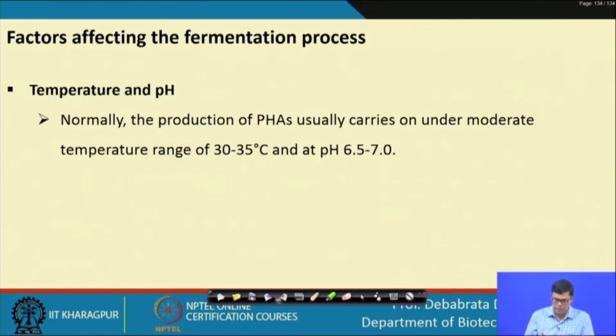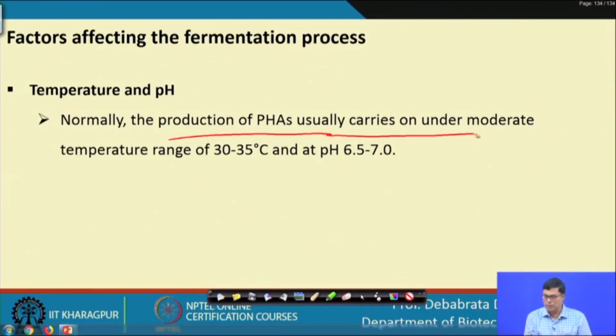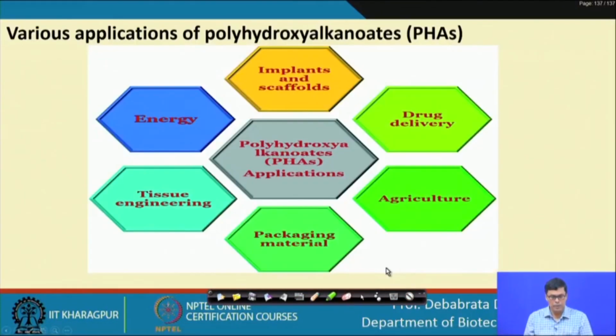And pH and temperature, as usual, play a very important role in this fermentation process. Normally the fermentation is carried out at a moderate temperature of 30 to 35 degrees centigrade, and the pH is 6.5 to 7. This is the condition that we have.